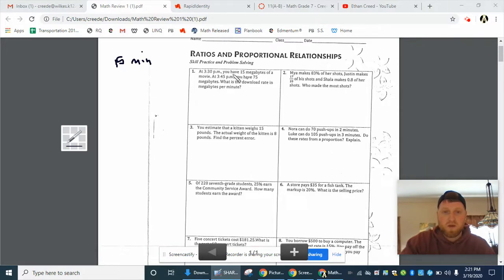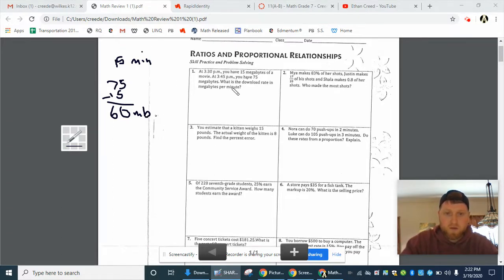At 3:30 you had 15 megabytes of the movie downloaded, and at 3:45 you had 75 megabytes downloaded. Well, what was the change between 75 and 15? The amount of change would be 75 minus 15. I shouldn't have to do this kind of math here, but we'll do it anyway. 5 minus 5 is 0. 7 minus 1 is 6. So we get 60 megabytes. I'm going to abbreviate that just to save time.